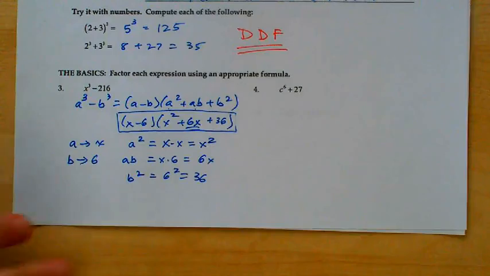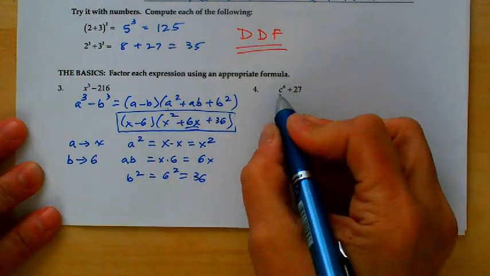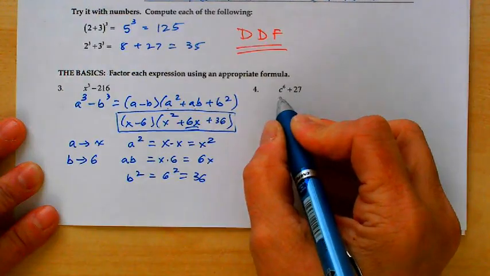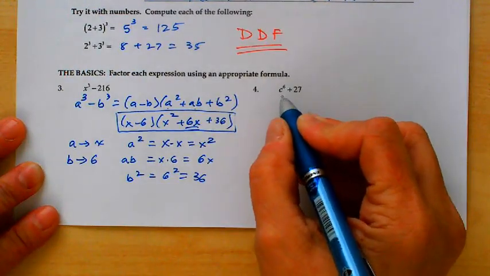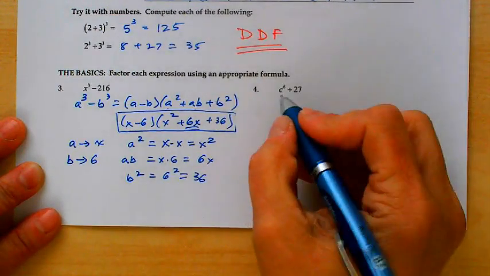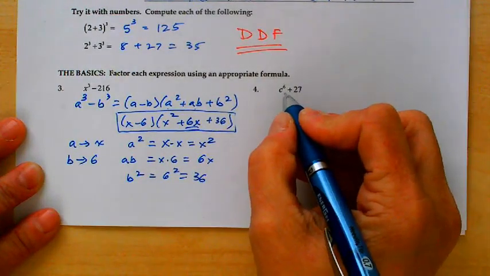Okay, let's try out number 4. I have an expression here. I look for a GCF. I do not find one. I count the terms. 2. All right. Let's see if they are fitting the mold of squares or cubes.